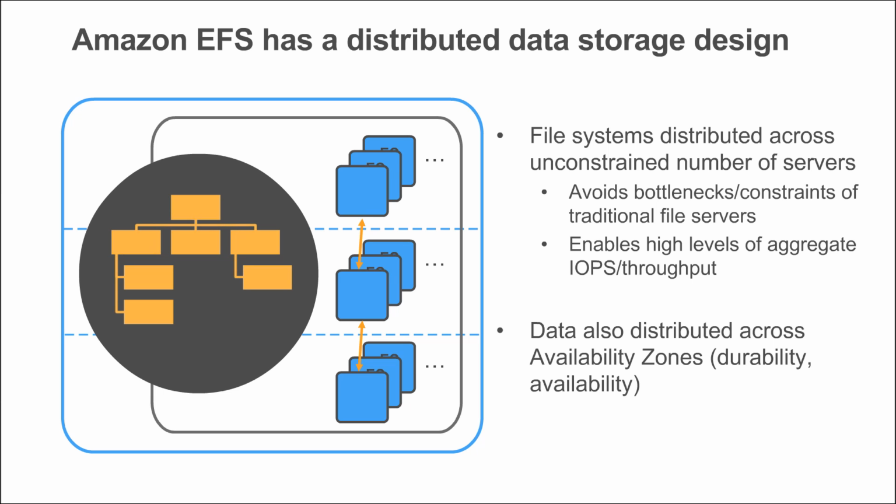And to understand EFS's performance model, it's helpful to provide some color on EFS's architecture. And fundamentally, EFS has a distributed data storage design. And what that means is that file systems are distributed across an unconstrained number of servers. And what that does is it avoids the bottlenecks and the constraints of traditional file servers, where you'll have one or a small number of servers serving data. And that enables high levels of aggregate IOPS and throughput. It really enables the scale out that we've been talking about. And at the same time, data is also distributed across availability zones, which we've been talking about as important for durability and for availability.